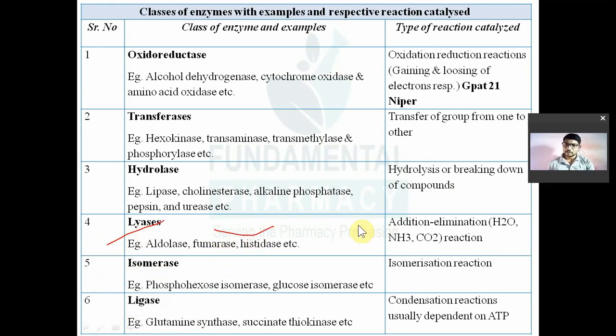Addition of hydroxyl group, addition of amino group, addition of carbon dioxide. These are known as lyases. Next one is isomerase. Isomerase means what? They will cause isomerization reactions.